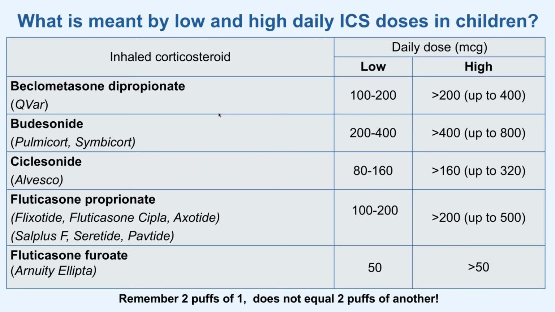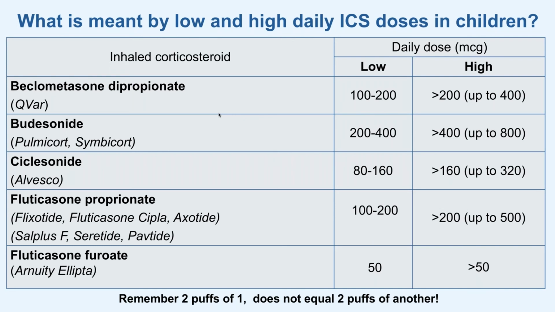And then we have fluticasone Cipla, Axetide, Cell Plus F, Seretide, of course, which is another combination medication. And that is available over 4 years. And then we have our fluticasone furoate, Nuity Ellipta, which I haven't seen many children on, but nevertheless, it's still there. For 5 to 12 years, it's 50 micrograms daily. Over 12 years, it's 100 to 200 micrograms daily.